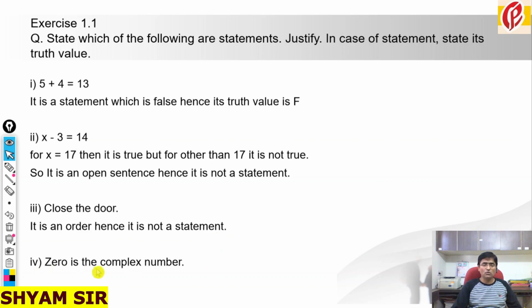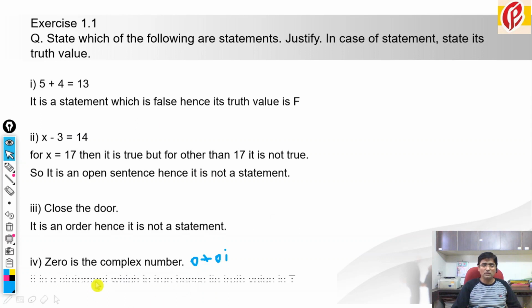Fourth is 0 is a complex number. Now see, 0 is a complex number, which means you can write the complex 0 in the form of a complex number like this: 0 plus 0i. So we can say that 0 is a complex number. So it is a statement which is true, and hence its truth value is T.